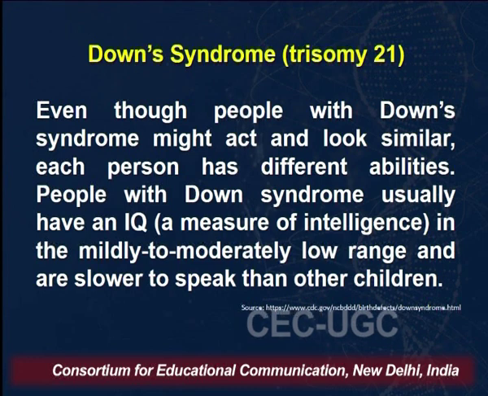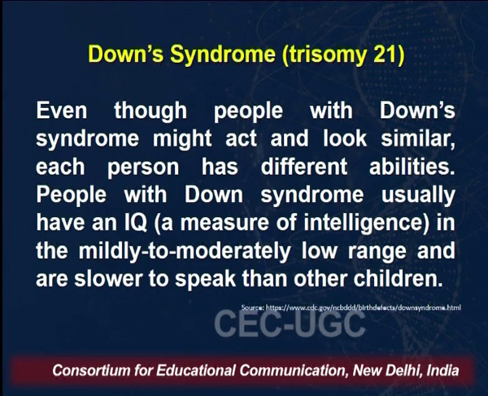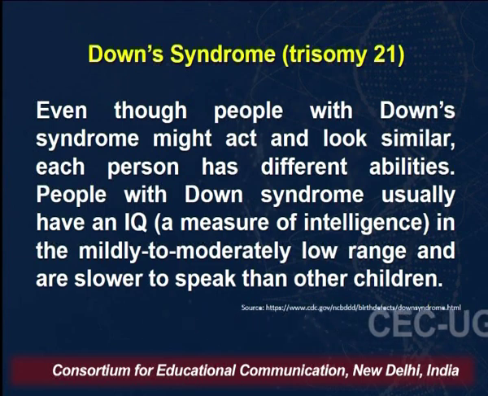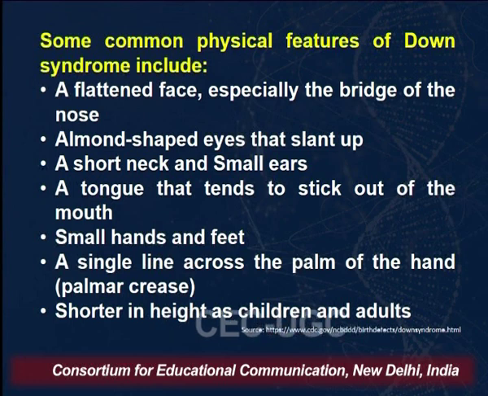Down syndrome includes different abilities. Usually the IQ level is mild to moderately low in the children. They are slower to speak than other children. Some of the characteristic features are a flattened face, slanted eyes, a short neck, small ears, and small hands and feet. So these are some of the physical features of children suffering from Down syndrome.